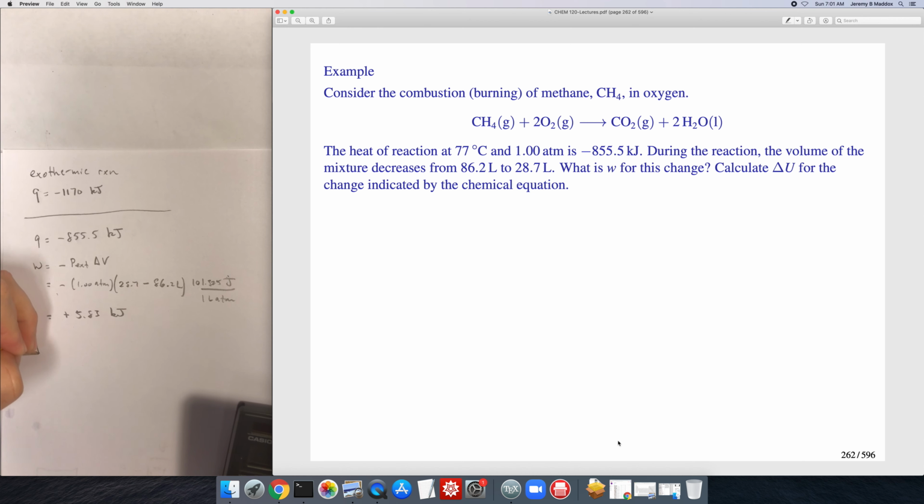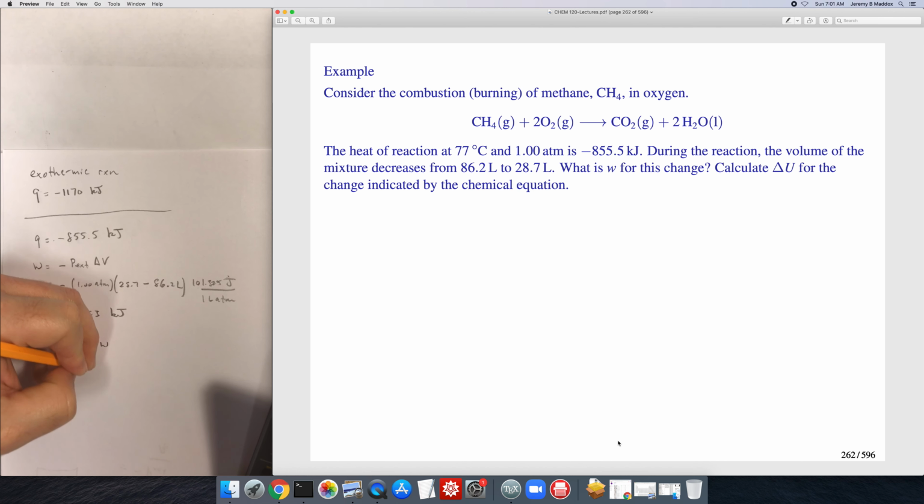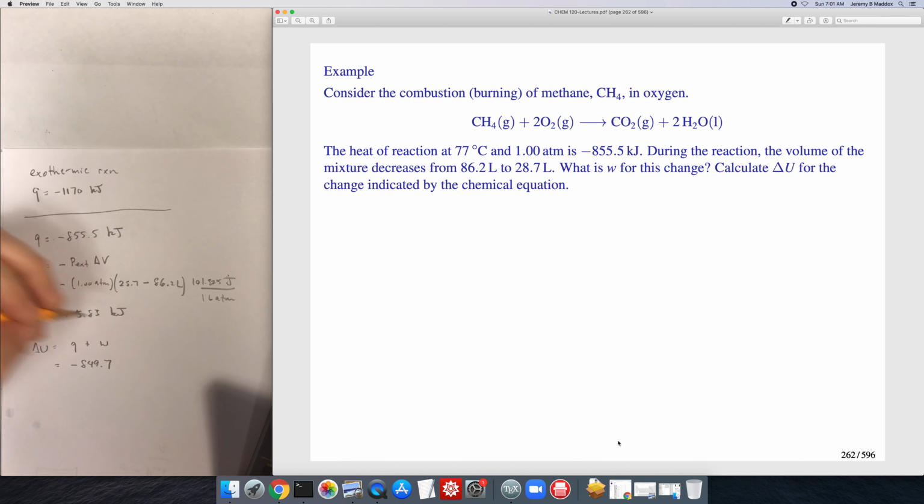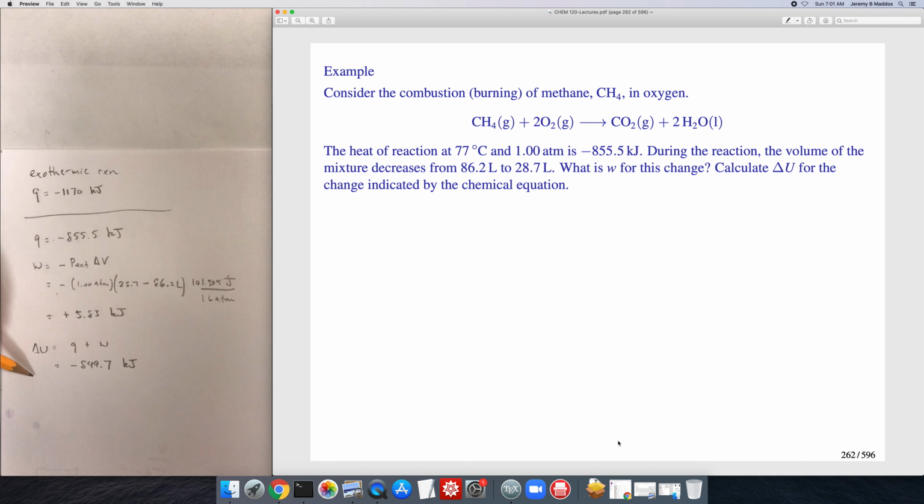To get the change in the internal energy of the system, we want to add the heat and the work together. Okay, so I'm going to take that 855.5, which is negative, and I'm going to add to that plus 5.83, and we get minus 849.7 kilojoules. So overall, the system loses energy, and it loses most of the energy through this heat, even though it gains back a little bit of energy through the work that's being done on it by the surroundings. So this is an example of a first law calculation.